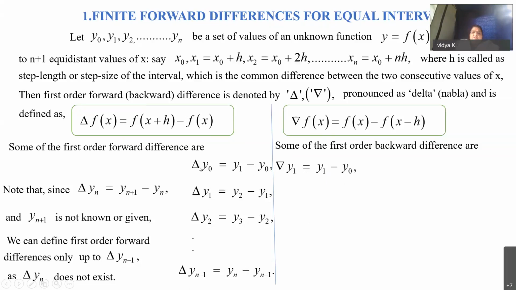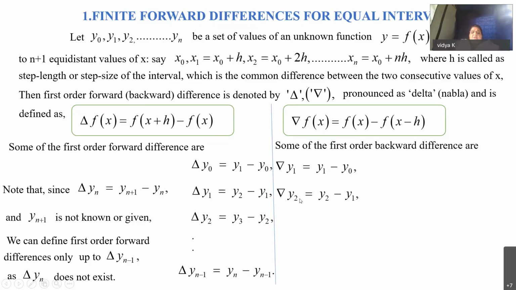But this is the first order forward difference of y0, and this is nabla, or first order backward difference, not of y0 but of y1. So we get the value in the same manner, but it represents different values of y. This difference you should know. So delta y0 is y1 minus y0, the same as nabla of y1. Are you following? I hope you are following that.